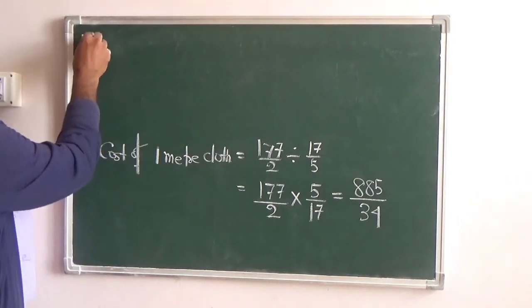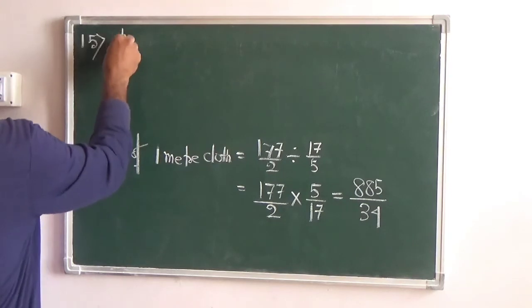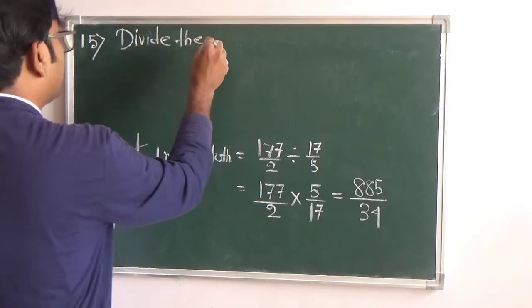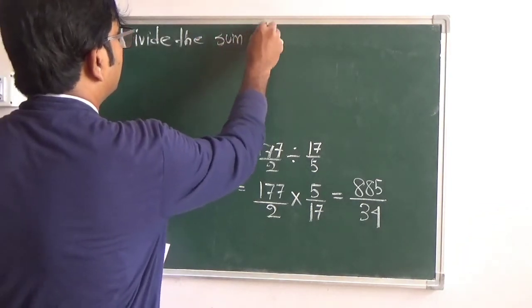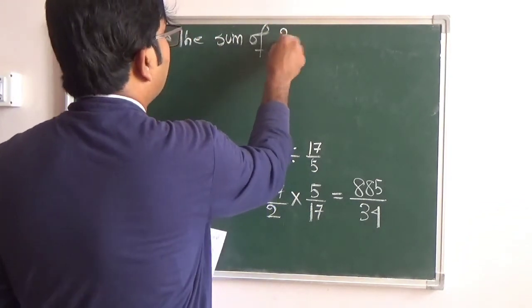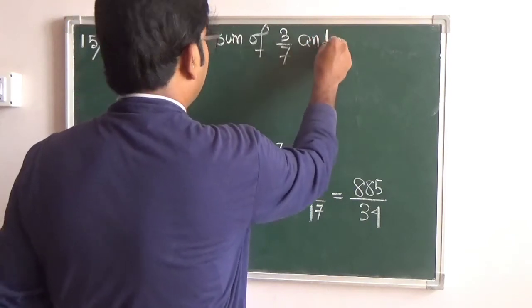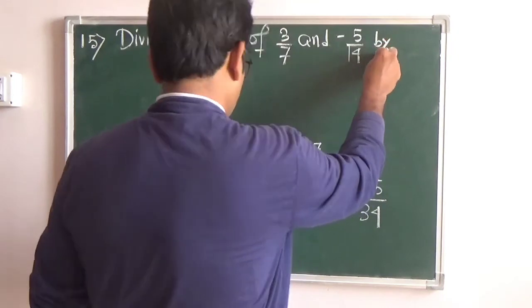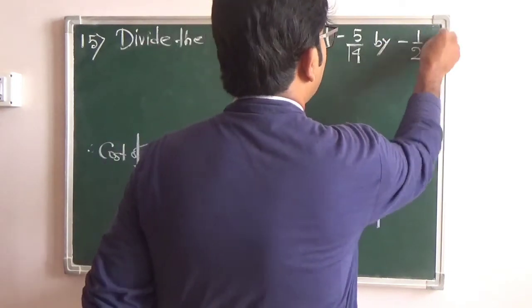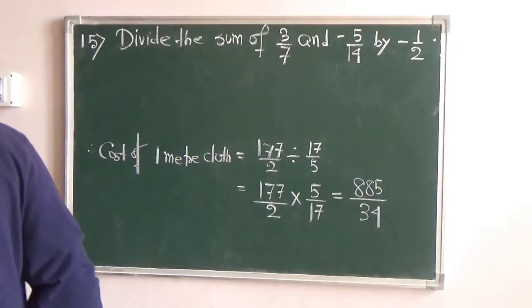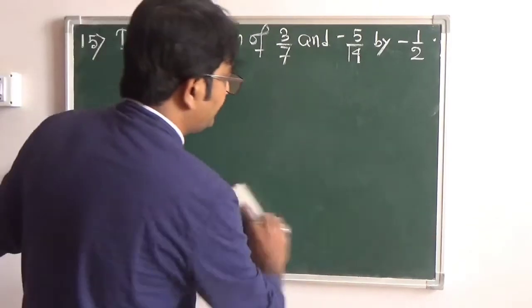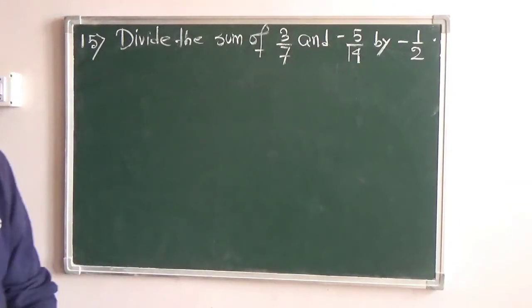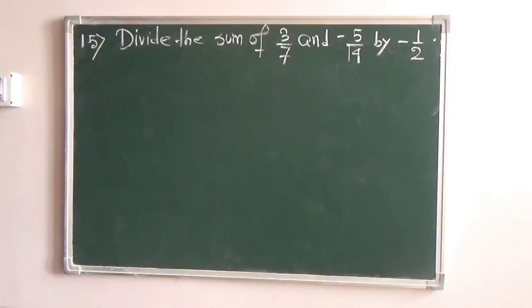Question number 15. Divide the sum of 3/7 and minus 5/14 by minus 1/2. The question is divide the sum of these two. So first of all you need to find the sum of 3/7 and minus 5/14, and that final result will be divided by minus 1/2.